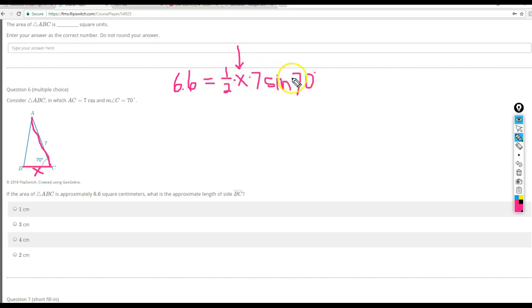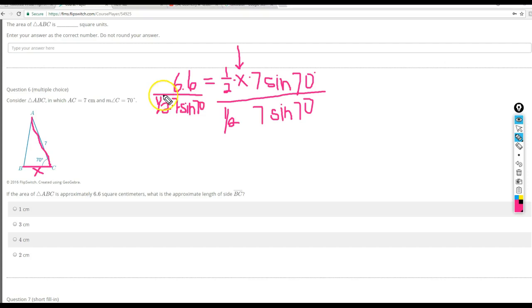Since we have multiplication happening right here, I'm going to use the division property of equality. I'm going to do it all at once. So 1/2 is multiplying by X, so I'm going to divide by 1/2. 7 is multiplying to X, so I'm going to divide by 7. Sine of 70 is multiplying to X, so I'm going to divide by sine of 70. So I'm going to do it on this side as well. 1/2 times 7 times sine of 70.